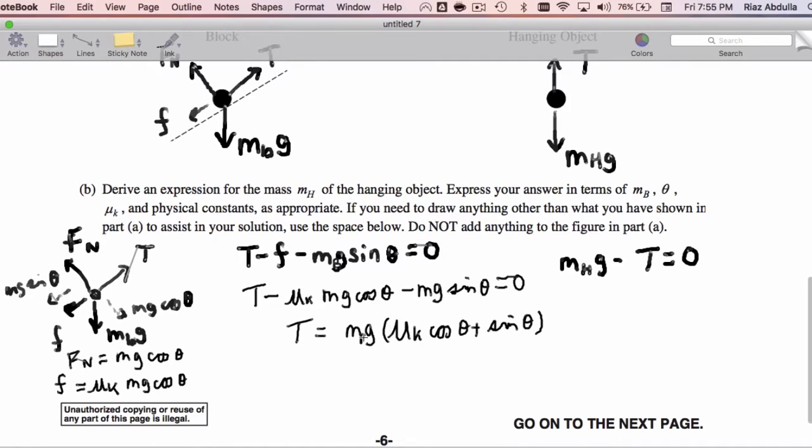And that's the mass of the block. Now I can substitute into here. So when I put this equation, I'll call this equation 1 and this equation 2.